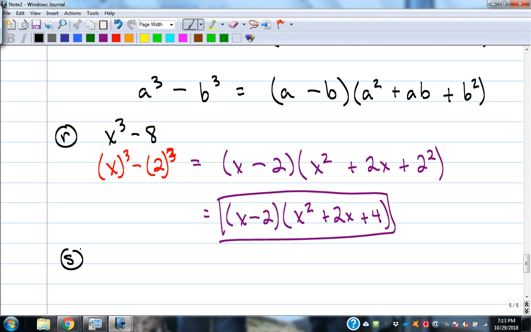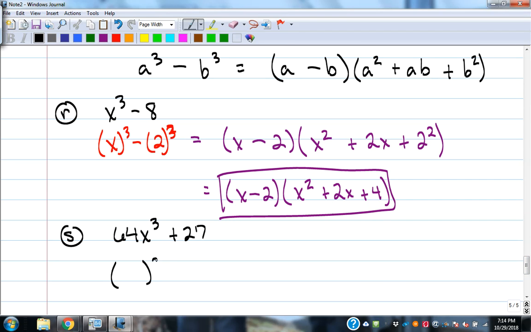Let's look at this one. 64x to the third plus 27. This one's a sum. They're not going to get too big with the numbers here because cubic numbers get big fast. 2 to the third power is 8. 3 to the third power is 27. What to the third power is 64? So 4 times 4 is 16, times another 4 is 64. So it's 4x.